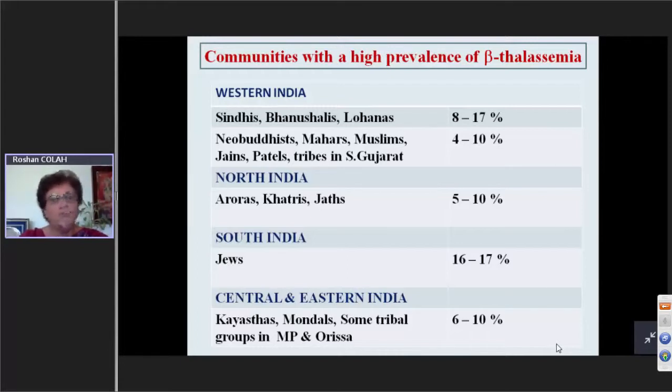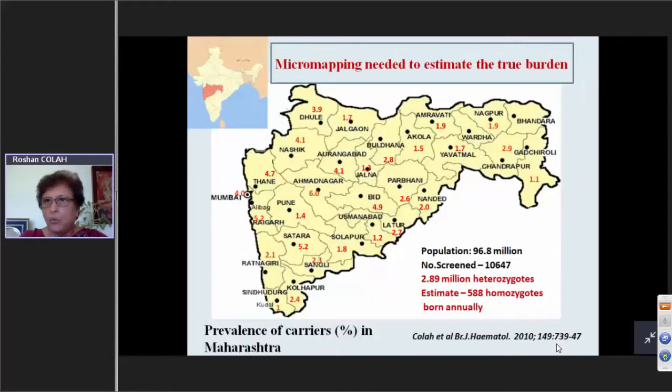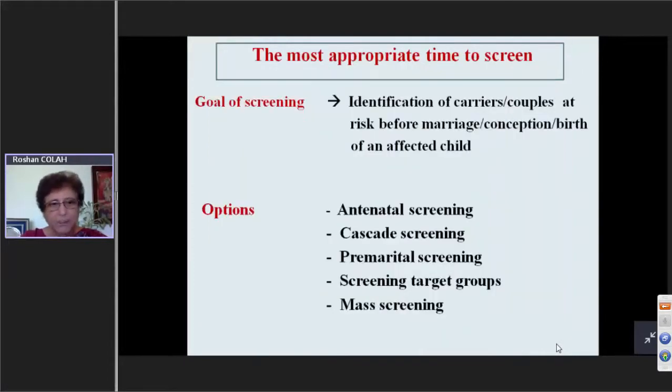The only way to estimate the true burden is to do micromapping, and we try to do this in 2 states, Maharashtra and Gujarat, where you look at the prevalence in each district and then try to calculate the load. In Maharashtra alone there would be 2.89 million carriers and 588 homozygotes born annually. So between Maharashtra and Gujarat, there would be over 1,000 babies with severe disease born every year, and that is why our estimates of 8 to 12,000 may be slightly underestimated.